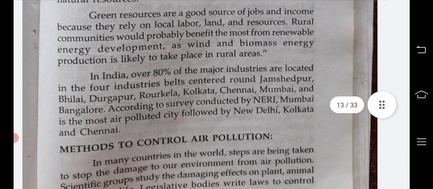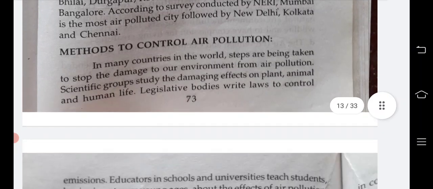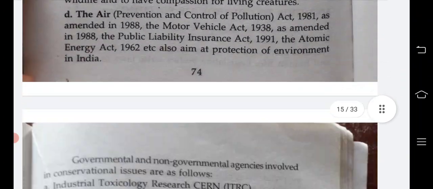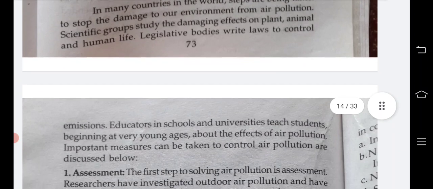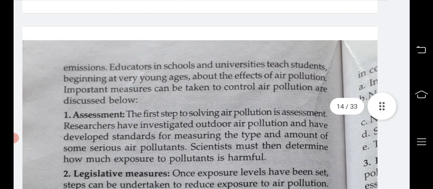So, in India, over 80% of major industry is located in four industrial belts centered around Jamshedpur, Bhilai, Durgapur, Rourkela, Kolkata, Chennai, Mumbai and Bangalore. So, over here the rate of pollution is also very high. And what are the methods to control air pollution? Of course, there are certain methods which we have to undertake, but at the same time there are many legal measures also. There are certain laws which are passed to see to it that environmental pollution doesn't happen.